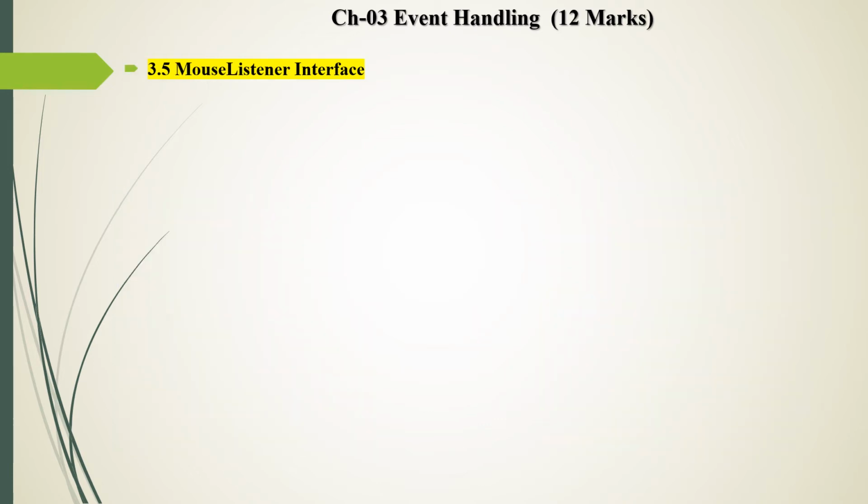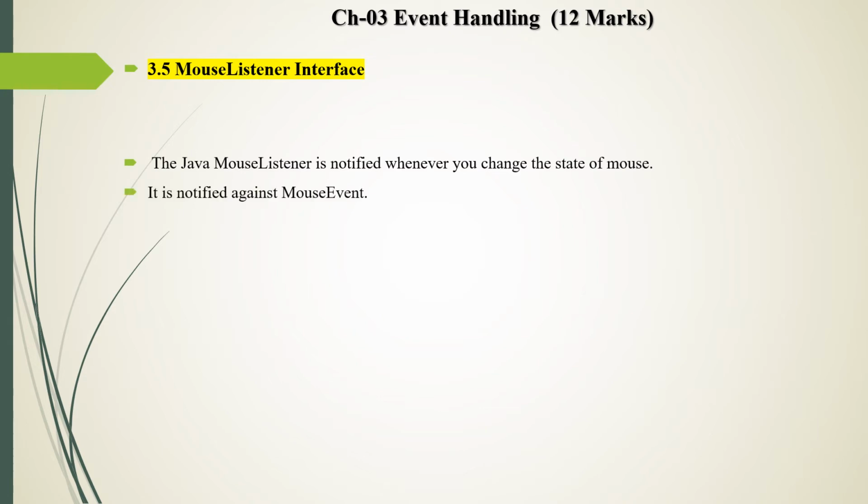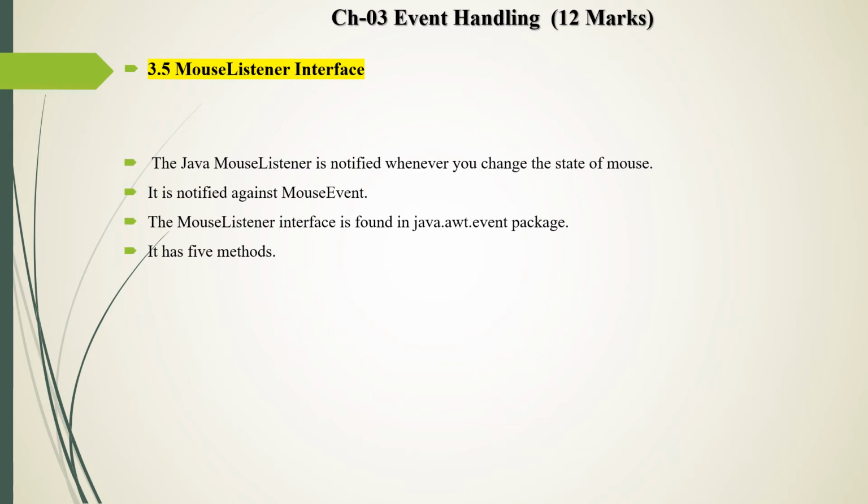Next we see the mouse listener interface. The Java mouse listener is notified when you change the state of the mouse. So the mouse listener interface is related to the mouse. It notifies against the mouse event. As we already saw the mouse event in the chapter, when a mouse event is generated, the mouse listener is in action. The mouse listener interface is found in the java.awt.event package. It has 5 methods, so we see them one by one.